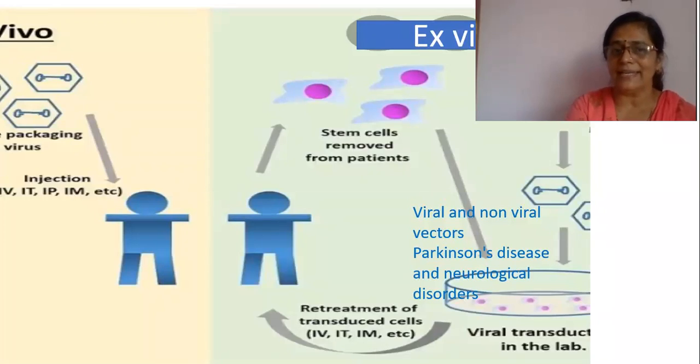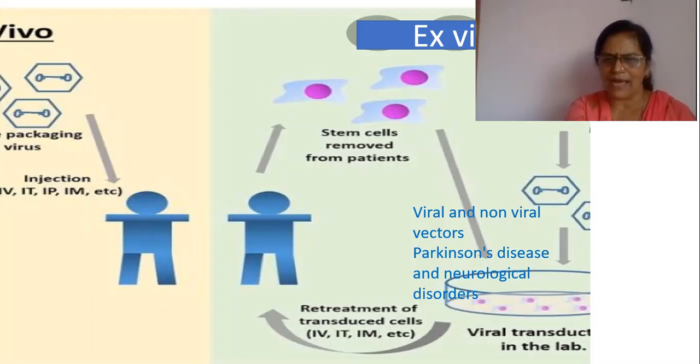That is when the cell is out of the body, then it is called the ex vivo condition. In such cases, viral and non-viral vectors are used. In the case of Parkinson's disease and neurological diseases, the ex vivo condition is used.